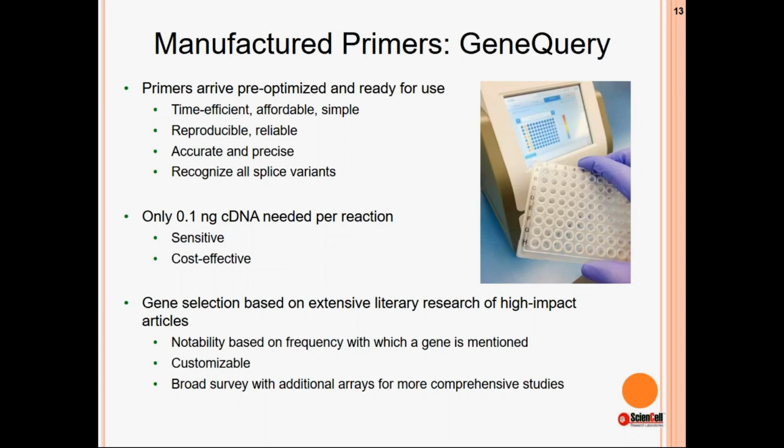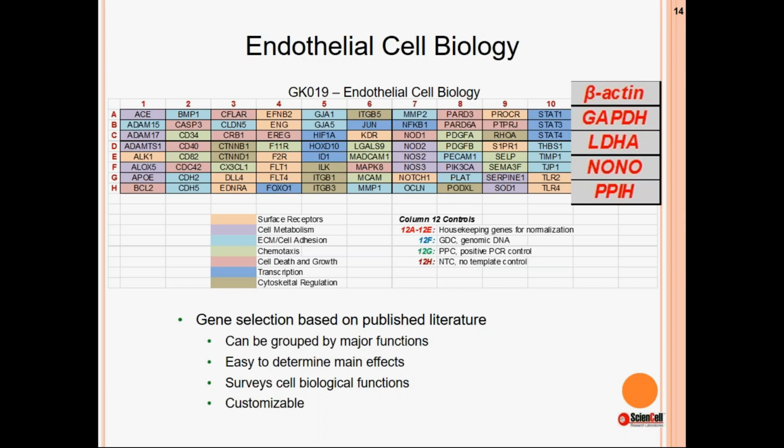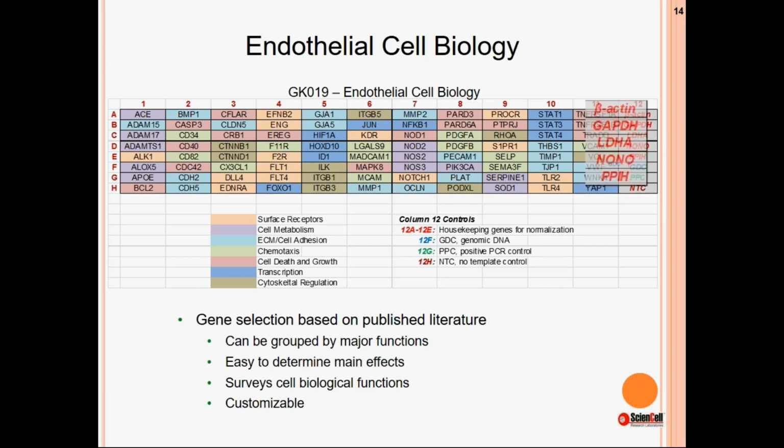And gene selection for our pre-designed arrays is made based on notability through extensive literature research from high-impact articles. As an example, here's a depiction of our human endothelial cell biology array. The array comes with 88 genes relevant to endothelial cell biology and can be grouped according to cellular function, as shown here. Each of our arrays also comes with 8 control genes, so you can easily detect aberrancies in your qPCR. The first 5 control genes are housekeeping genes, so you can normalize your data.